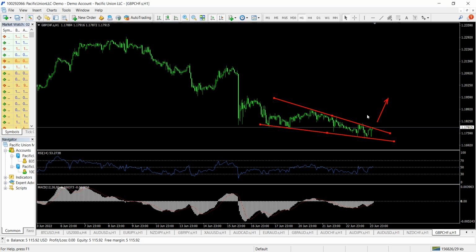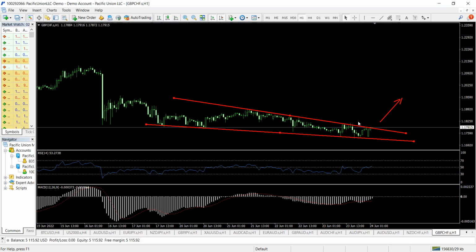And finally, we have our GBP CHF, equally a falling wedge, and the price is almost breaking out of the wedge. And once we have a complete breakout of price out of the falling wedge, then we see a continued bullish movement in price. So we remain bullish biased on GBP CHF. So that's our analysis for today.